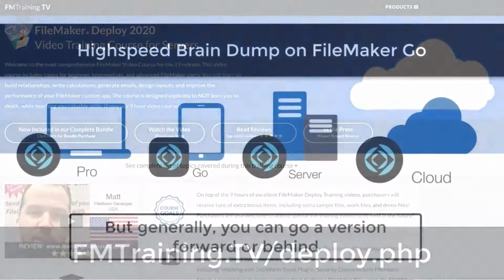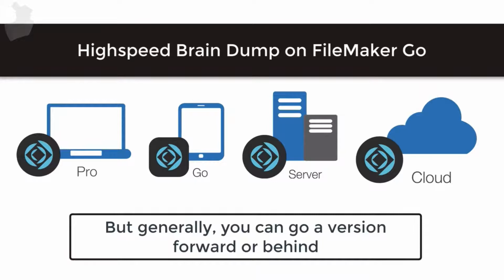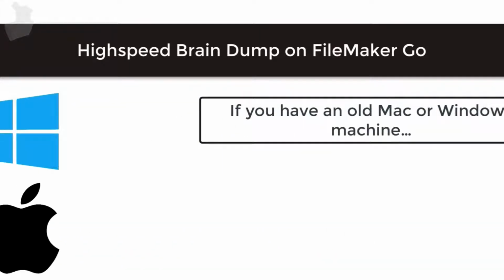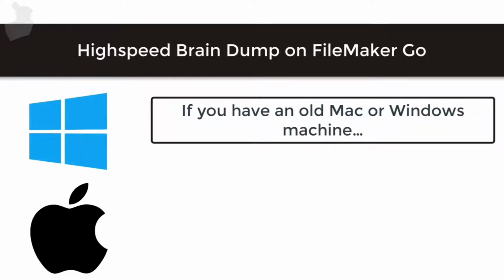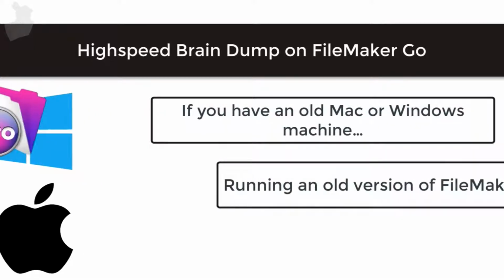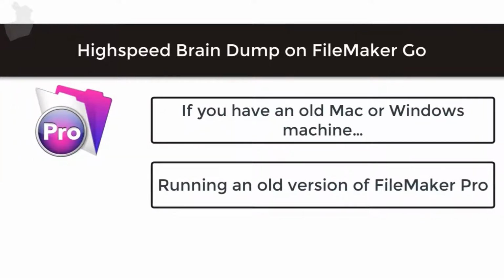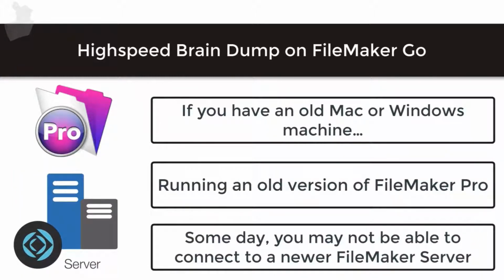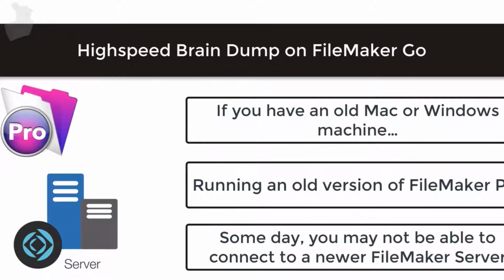But as a general rule, you can mix software that's one version ahead or behind, which also brings up an important point. If you have an old Mac, for example, or an old Windows computer, and you have an old version of FileMaker Pro on it, someday you may not be able to connect to a newer version of FileMaker Server, especially if that server is two versions ahead.